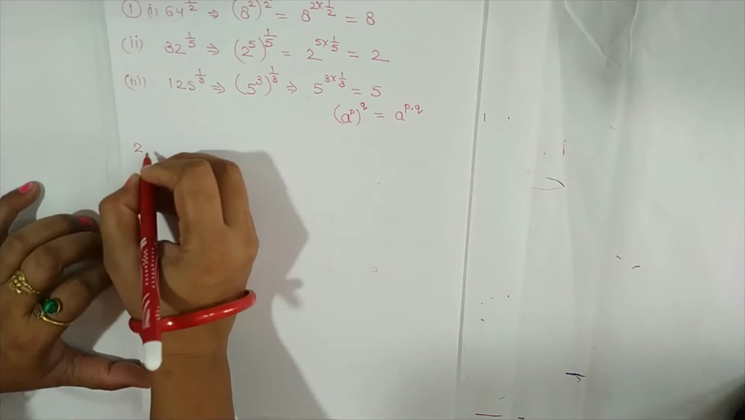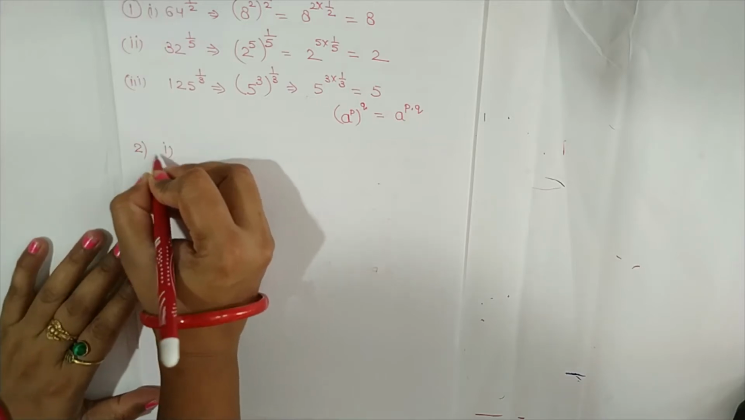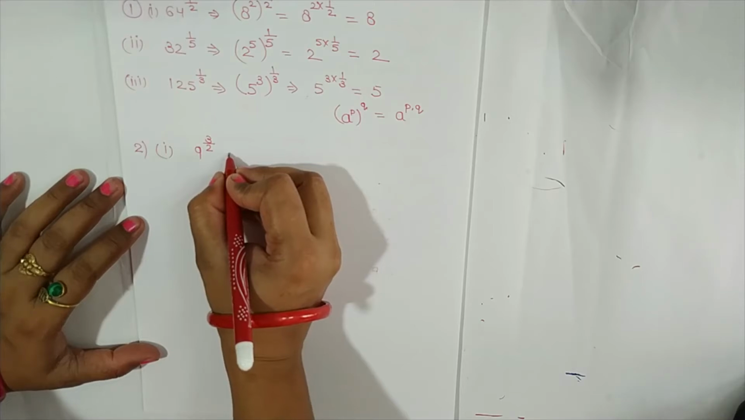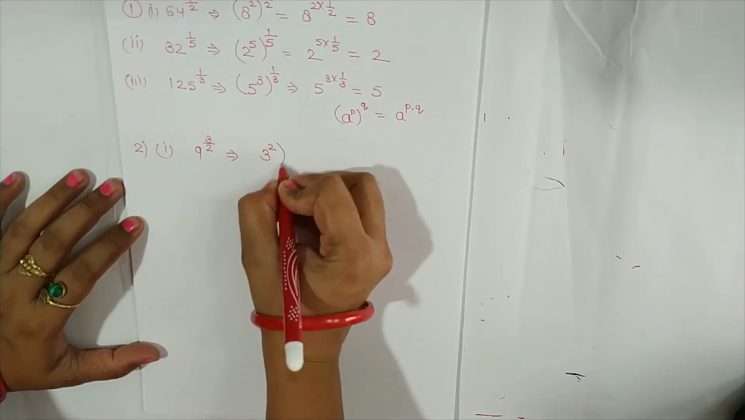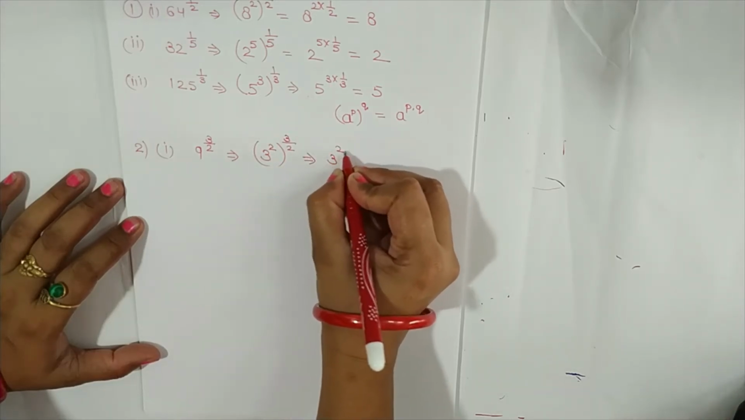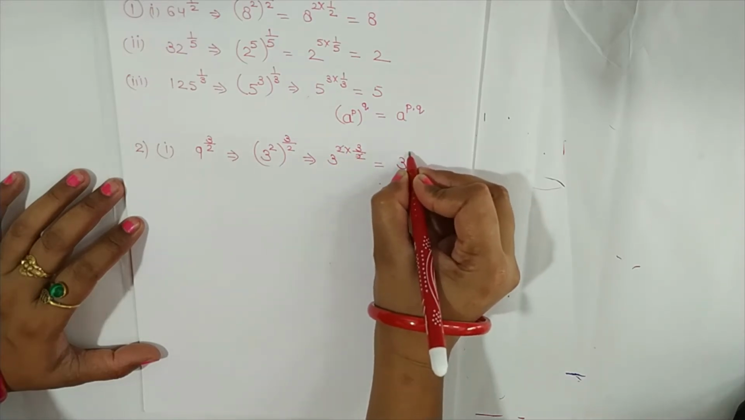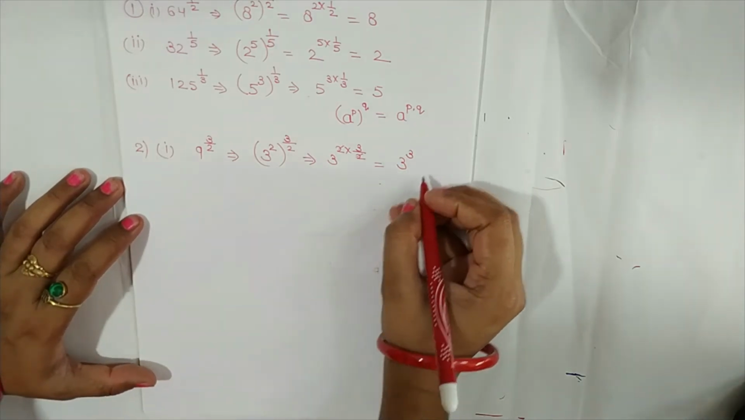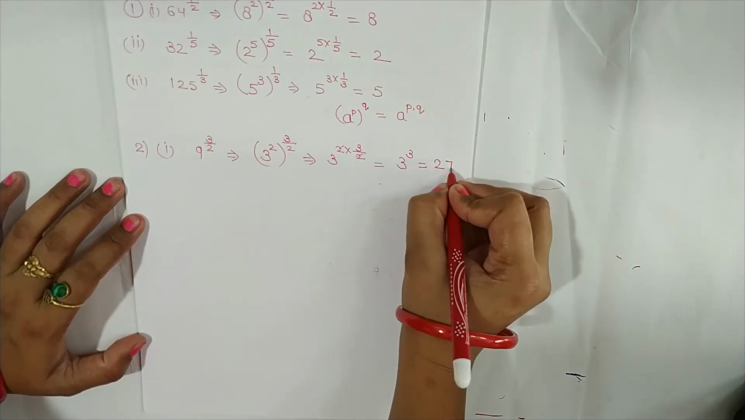Question number 2. Find 9 to the power 3 by 2. It can be written as 3 to the power 2, the whole power 3 by 2. It can be written as 2 into 3 upon 2, and 2 and 2 cancel, so the answer is 3 to the power 3. So it can be written as 27.